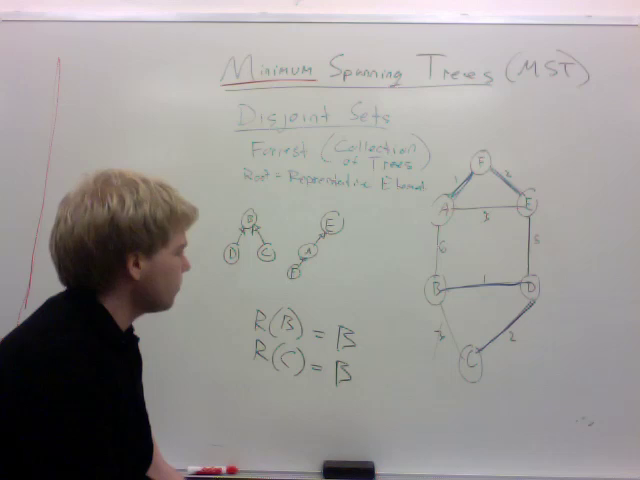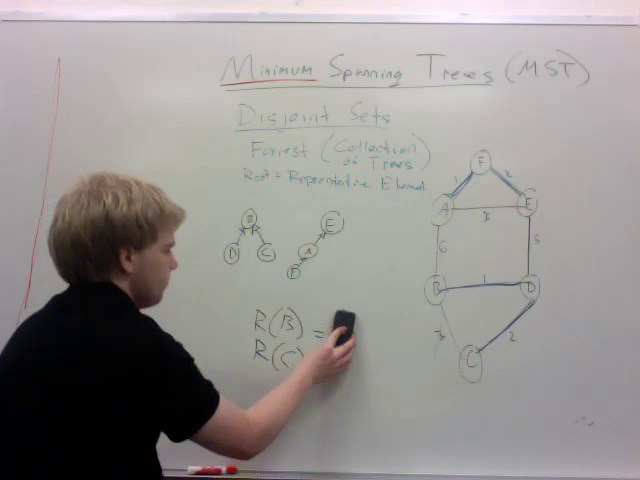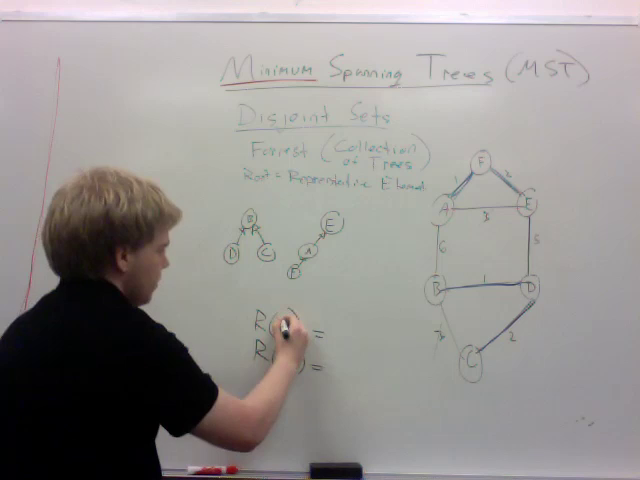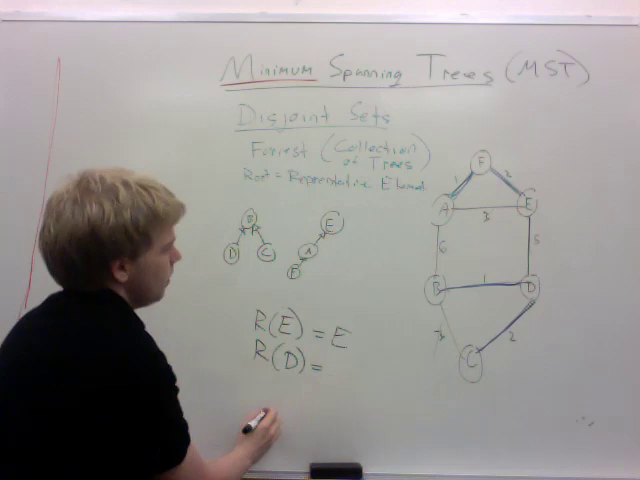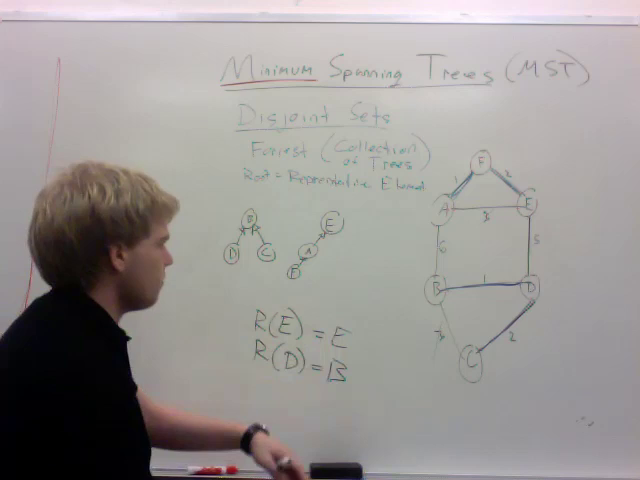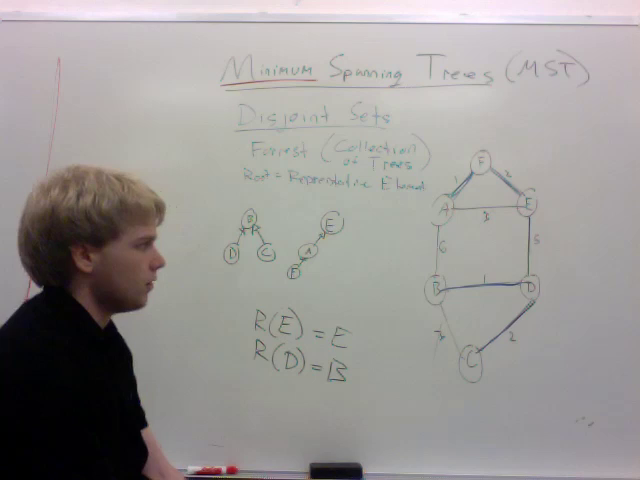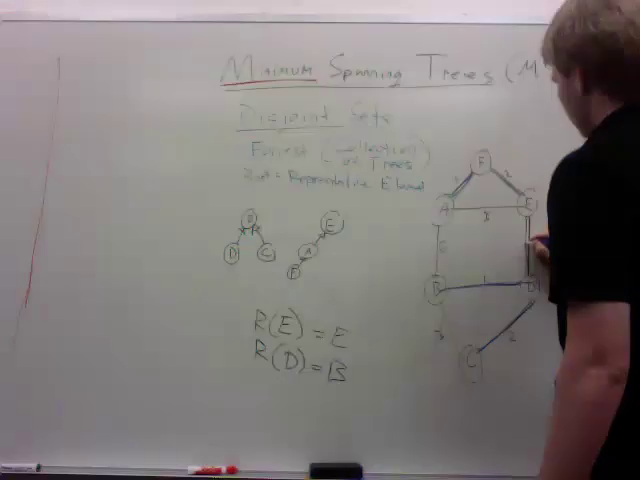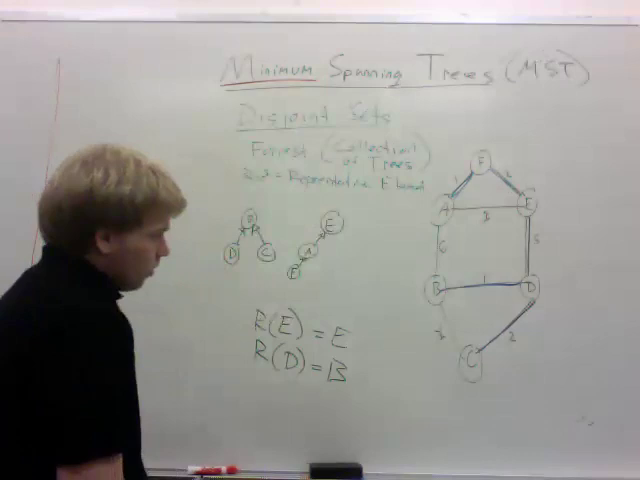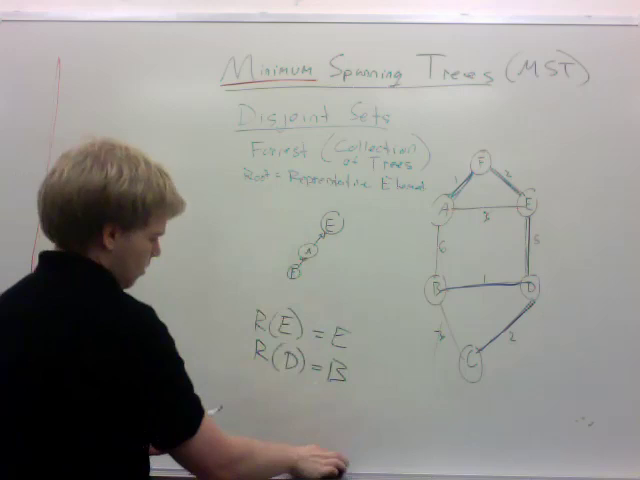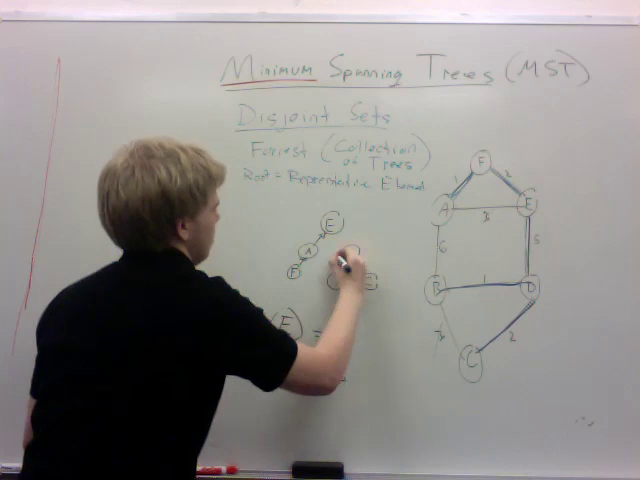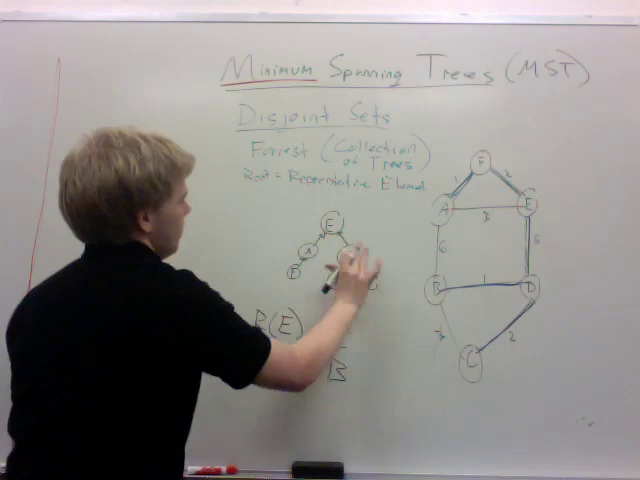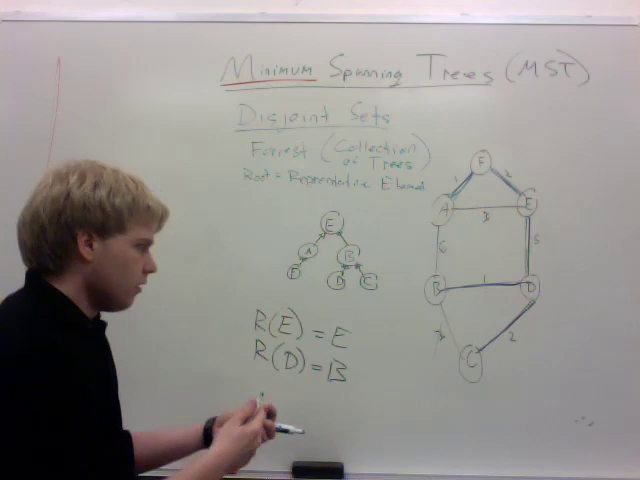Okay, so the next edge I consider is E and D. The representative element of E is just going to be E, and the representative element of D is going to be B. So they are not the same representative element, so it's safe to choose that edge because we know it's not going to create a cycle. So we choose this edge, and then we can merge them. So to merge them, all I have to do is make B, the representative element of this set, point to the other representative element. So now everything is in the same set. And we've chosen the correct number of edges.